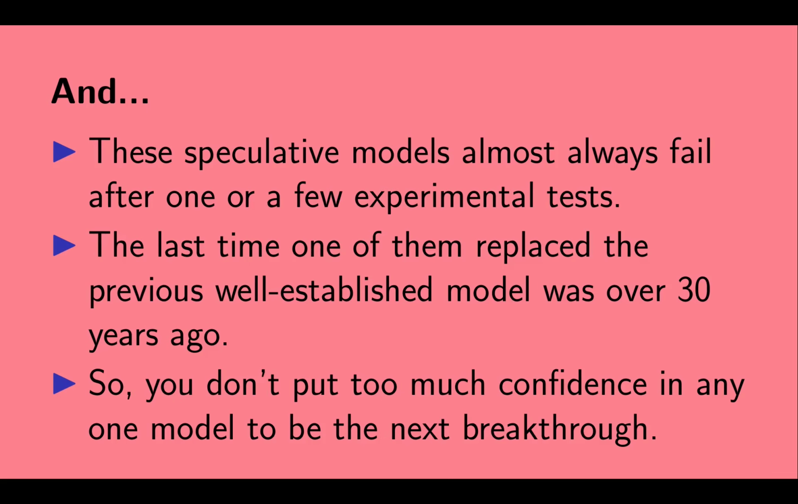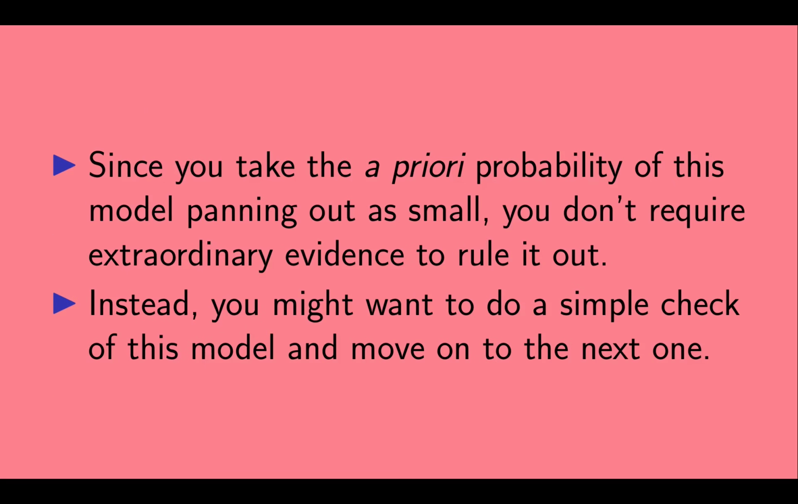And these speculative models almost always fail after one or a few experimental tests. The last time one of them replaced the previous well-established model was over 30 years ago. So you don't put too much confidence in any one model to be the next big breakthrough. Since you take the a priori probability of this model panning out as small, you don't require extraordinary evidence to rule it out. Instead, you might want to do a simple check of this model and move on to the next one.